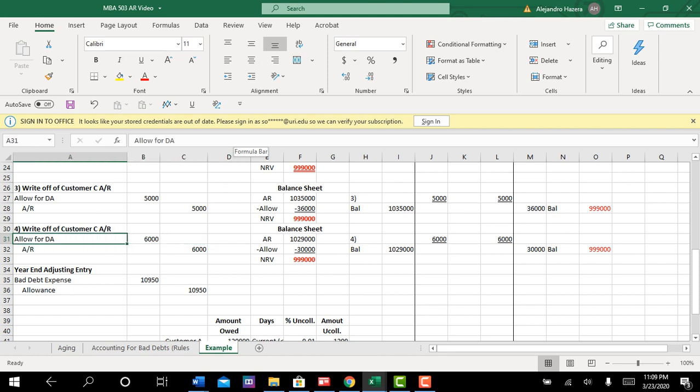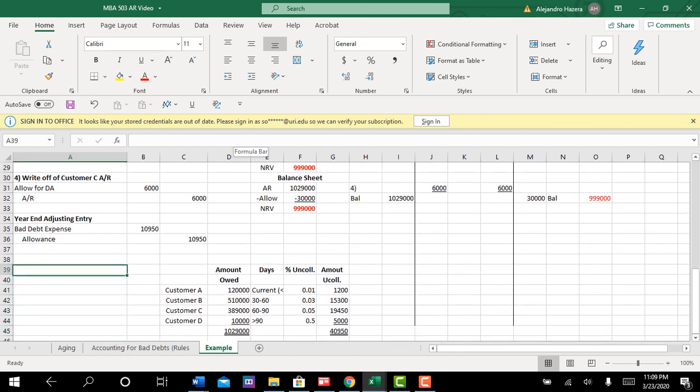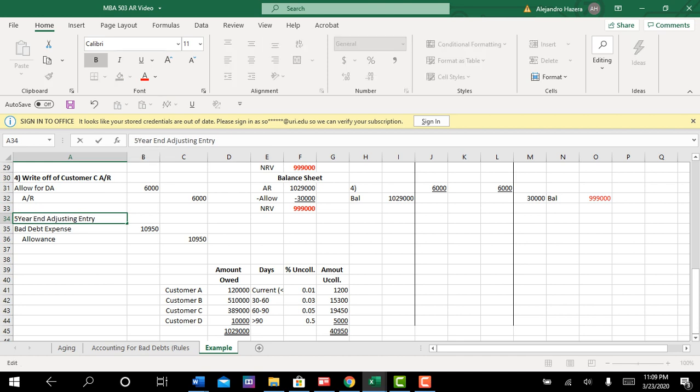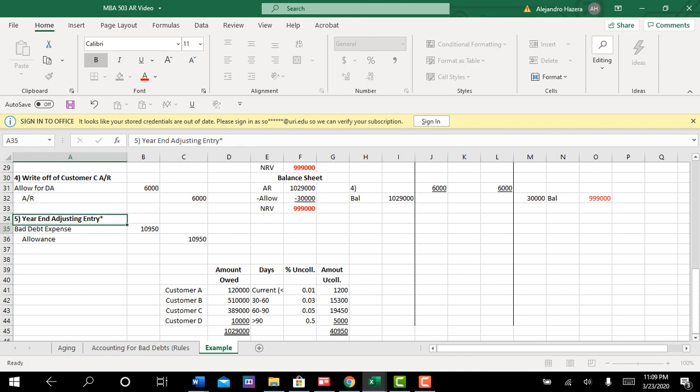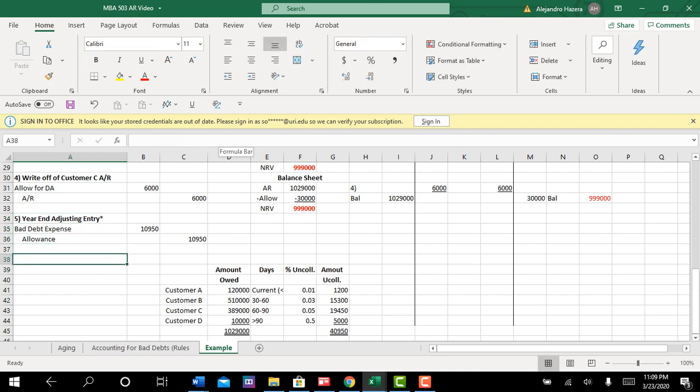Okay, now for the hardest part. The hardest part is your year-end adjusting entry. And your year-end adjusting entry, I'm going to call it entry 5 here. I'm going to put a little asterisk here, a little star. Here is your year-end adjusting entry. I'm going to say based on new aging.